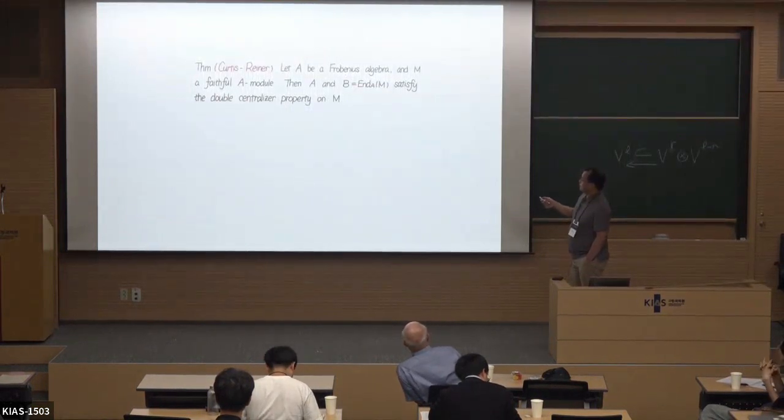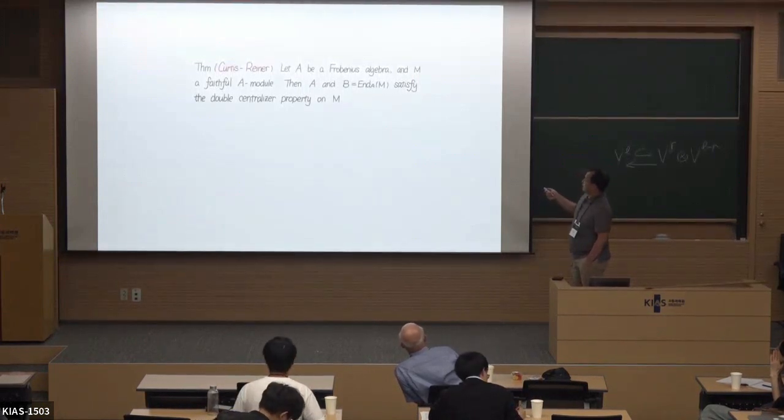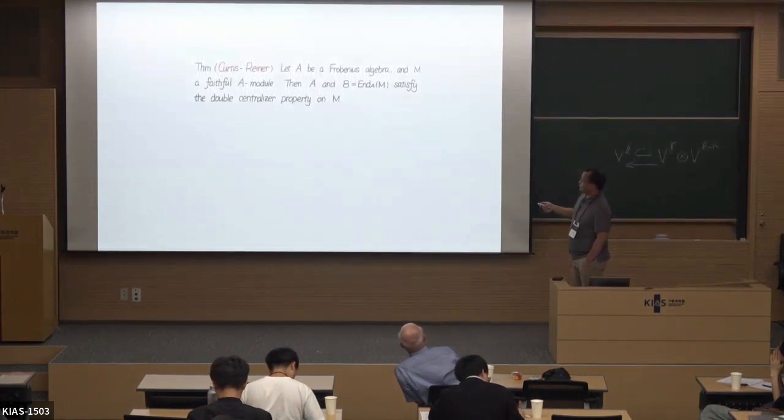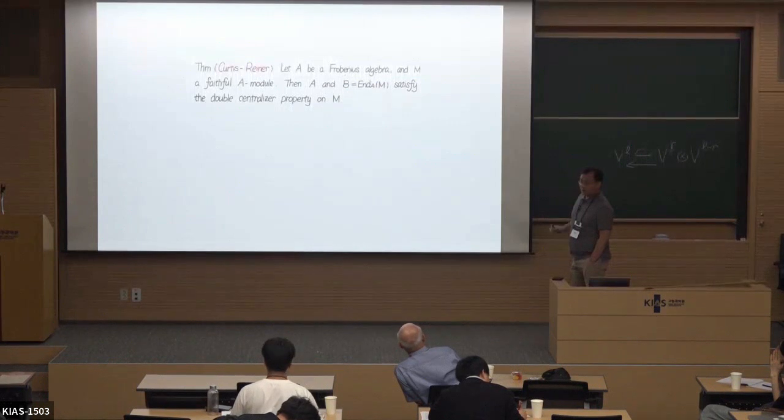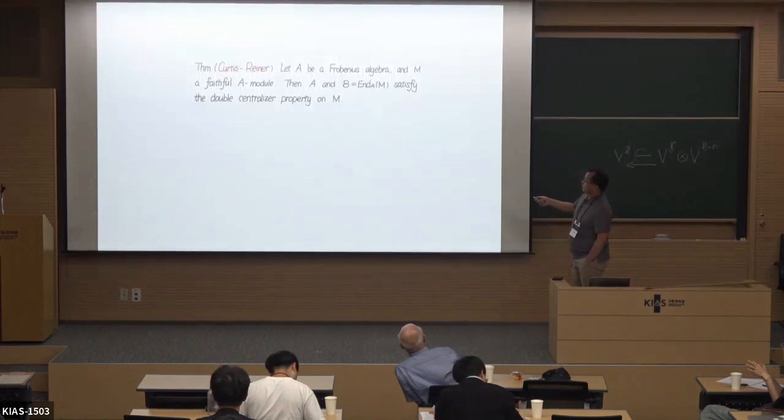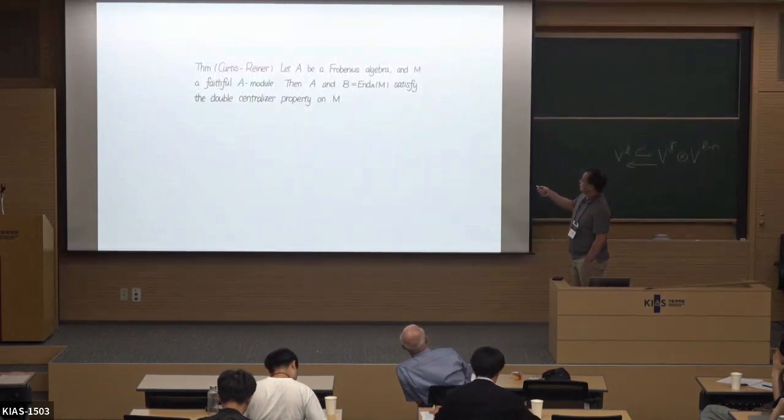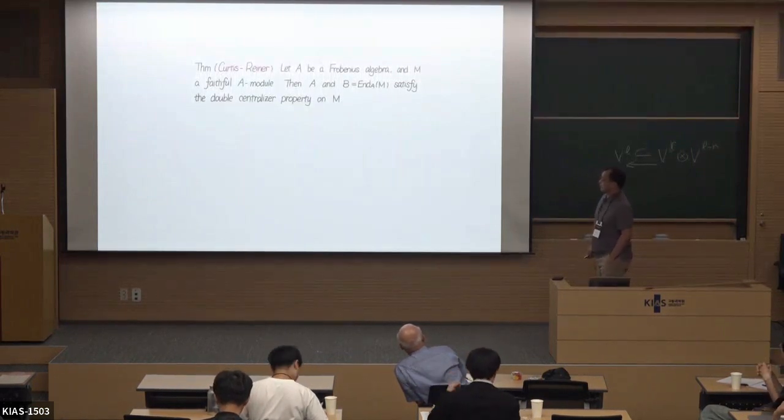When does the double centralizer property hold on the right A module M? If A is a Frobenius algebra, as in our case, and M is a faithful A module, then this always satisfies the double centralizer property. This is actually an if and only if condition. The only if part is very trivial, because having the double centralizer property tells you A and B both act faithfully on M. But the other side is, if A acts faithfully on this module M and A is Frobenius, then they automatically satisfy the double centralizer property.